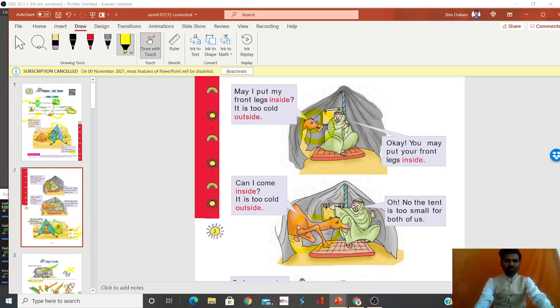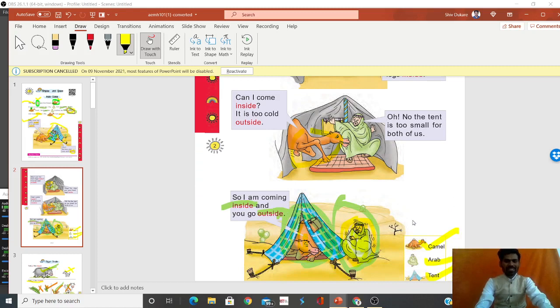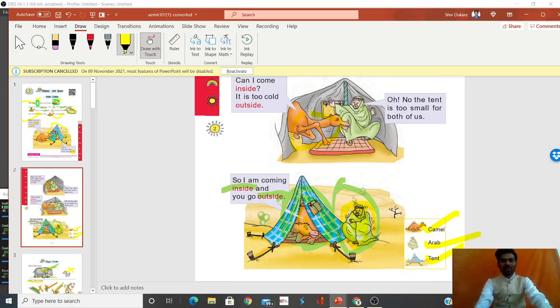Okay, now the camel is saying, "Can I come inside? It is too cold outside." The camel is asking the Arab. But what does the Arab say? The Arab says, "Oh no, the tent is too small for both of us." But the camel says, "So I am coming inside and you have to go outside." Here you can clearly see the picture. Now the Arab is outside the tent and the camel is sleeping inside the tent.